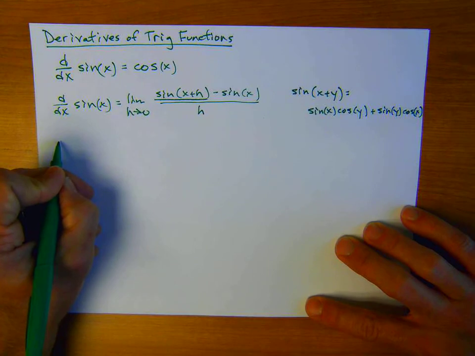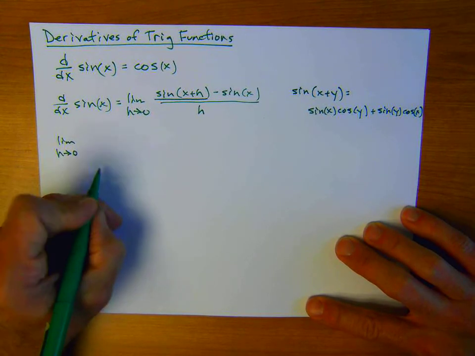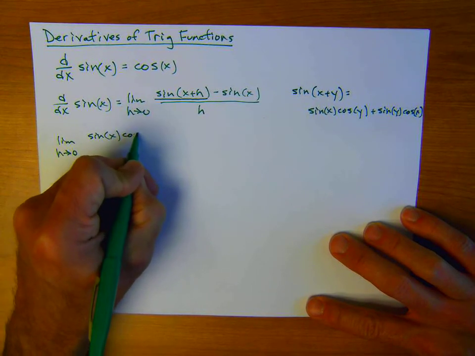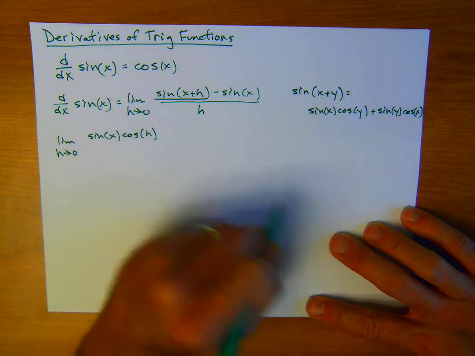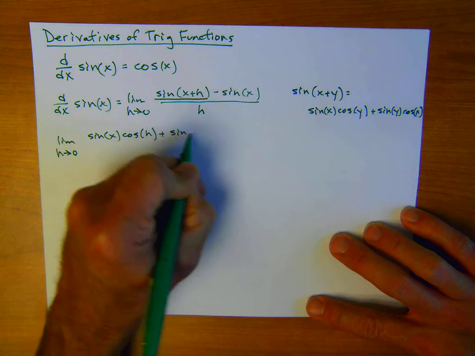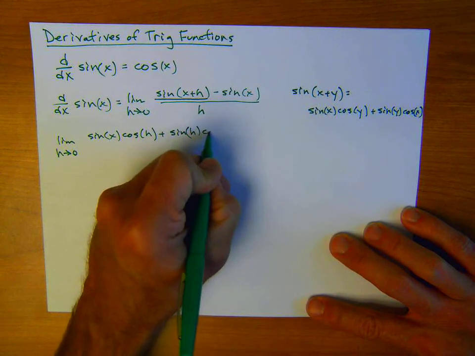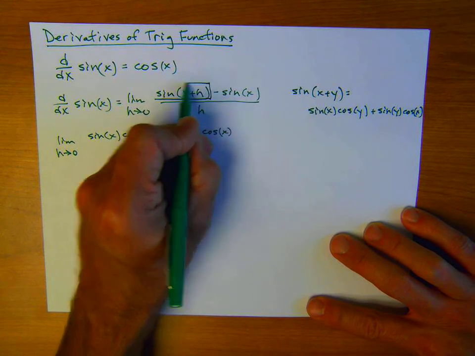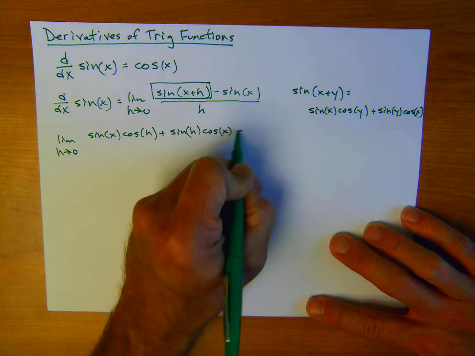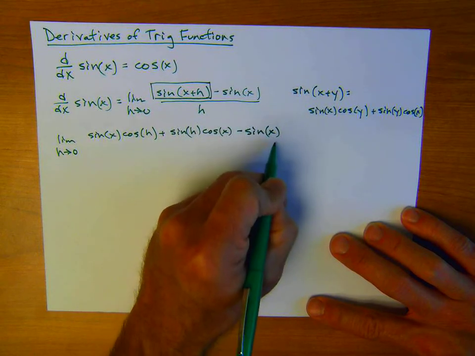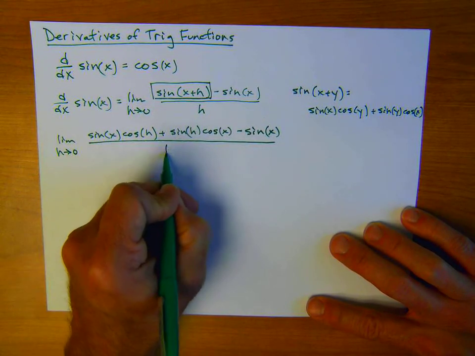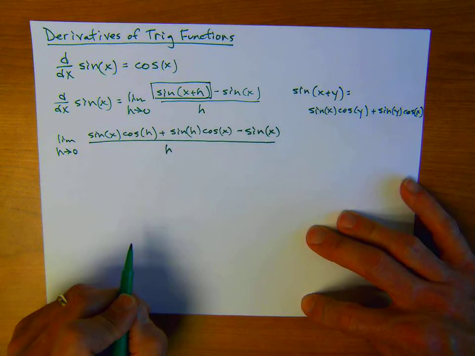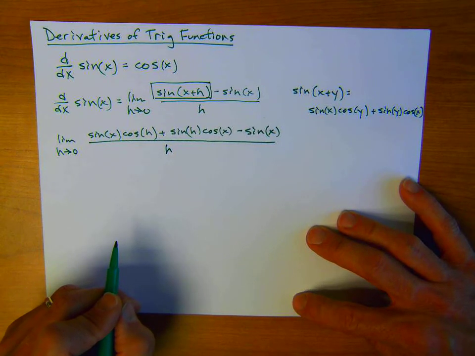All right, so let's go ahead, limit as h goes to 0, and so that is going to be sine of x cosine of h instead of y plus sine of h cosine of x. That's just rewriting this first piece using the identity, and then we still have this minus sine of x on the end, all over h.